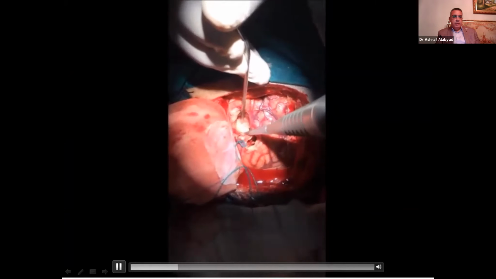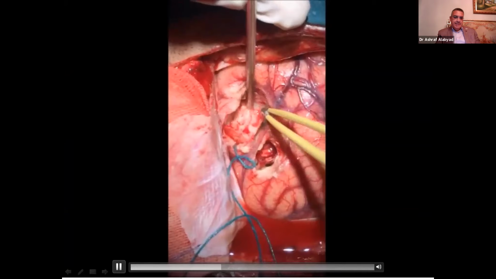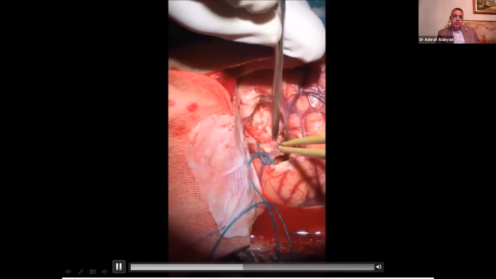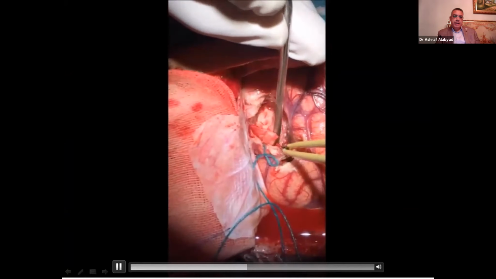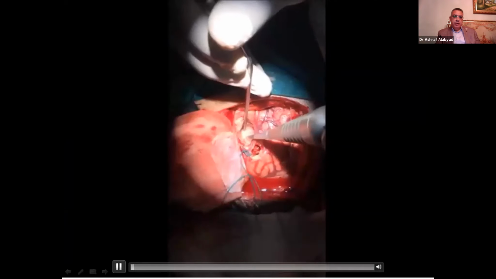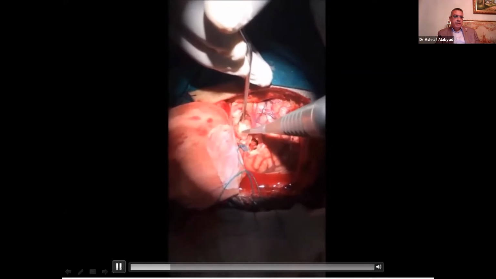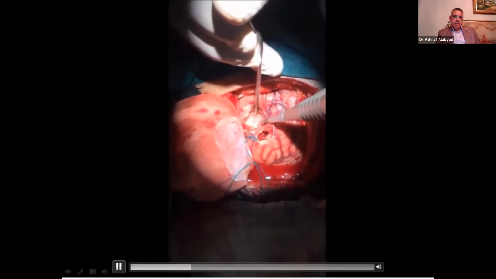I just put this video to stress that we have to preserve the cortical veins while we are resecting the tumor. We have operated in this gyrus and this gyrus, and we have to preserve large cortical veins.